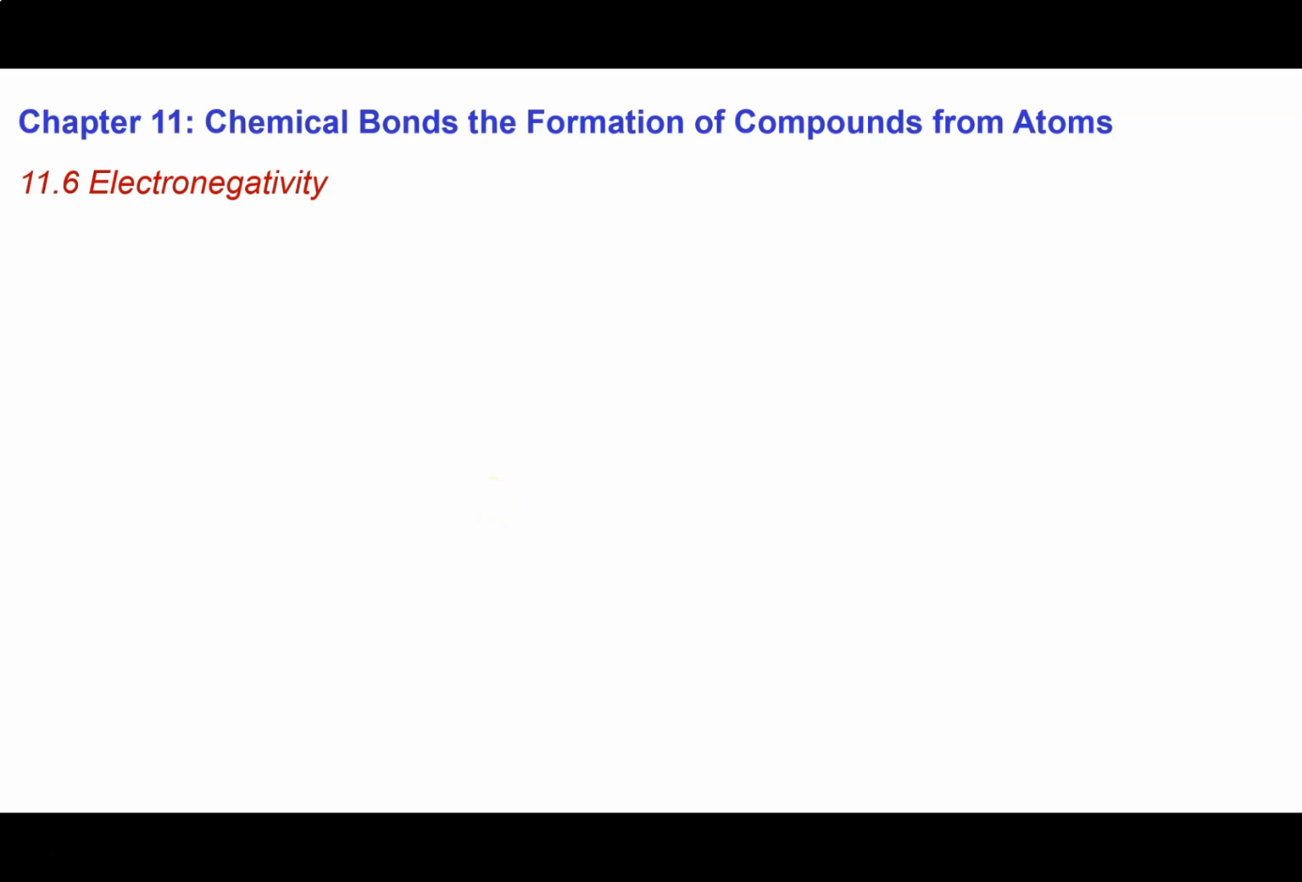So in this video, we're going to look at a quality of atoms called electronegativity that's hopefully going to help us understand why some combinations of elements will form ionic compounds and other combinations of elements will form molecular or covalent compounds.